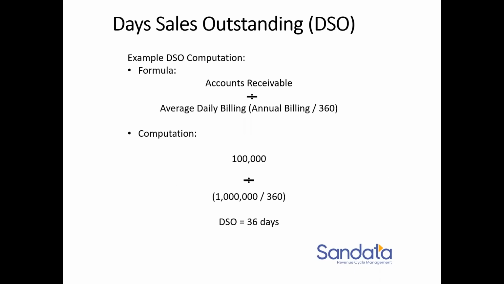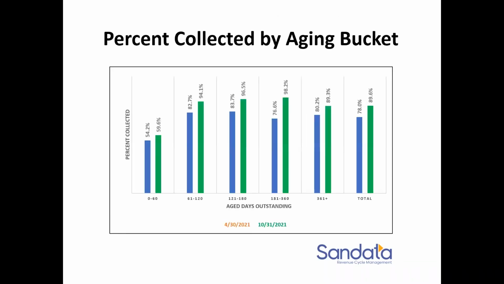An example of the formula, if we have an agency that's got $100,000 in accounts receivable, they're billing $1 million a year. Based on this formula, the DSO will be 36 days. So this is just an example of how it works.